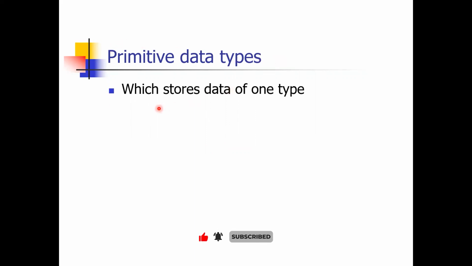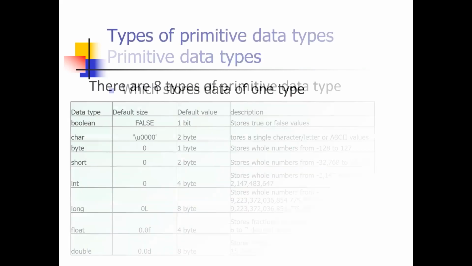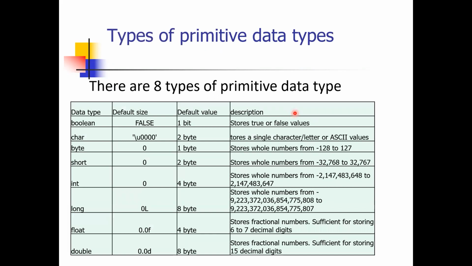Primitive data types store data of only one type. One type means it can be int, float, double, short, character, boolean, but only one type at a time. See, there are 8 types of primitive data types. It can be boolean, character, byte, short, int, long, float, double.